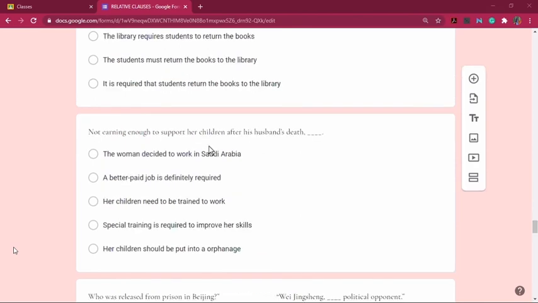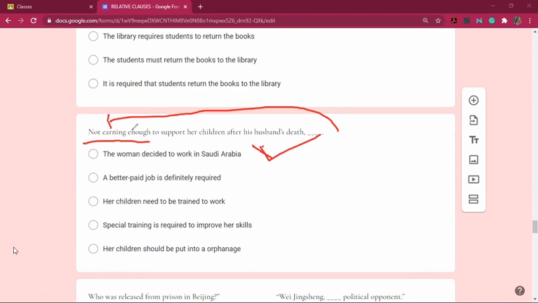Not earning enough to support her children after her husband's death. So this is not earning enough. So who is not earning enough? A woman. Oh my God, you have already understood this. Yes. The subject here is somebody who has to do this. Not earning enough, so who is not earning enough? The children, no. Not earning enough to support her children after her husband's death. The woman. So the subject here is the same person here. That's what I'm trying to say. Okay? The subject here is the same subject here.